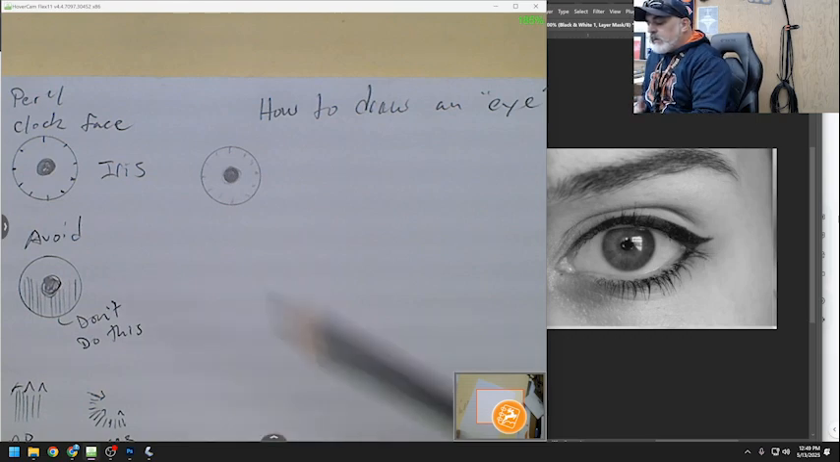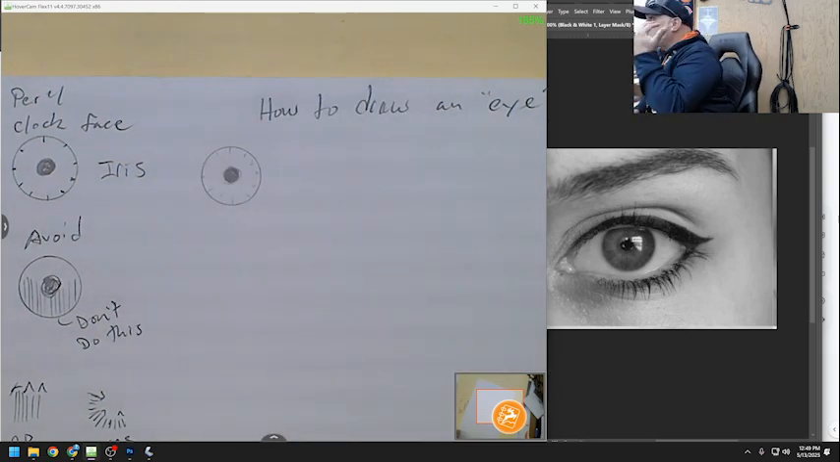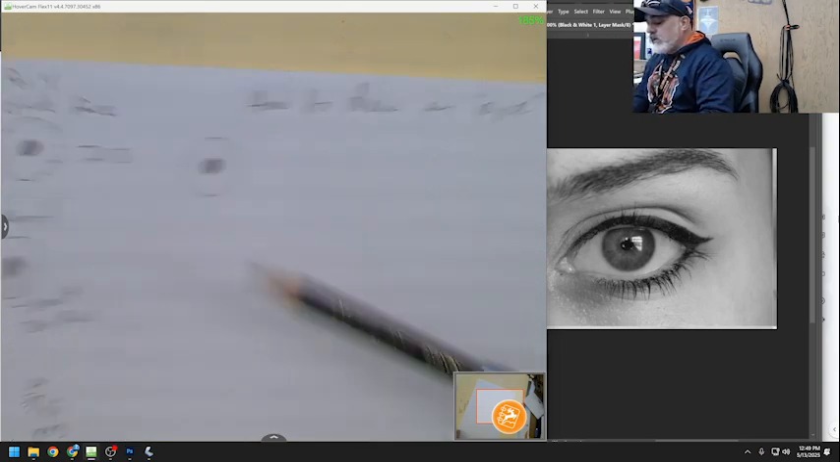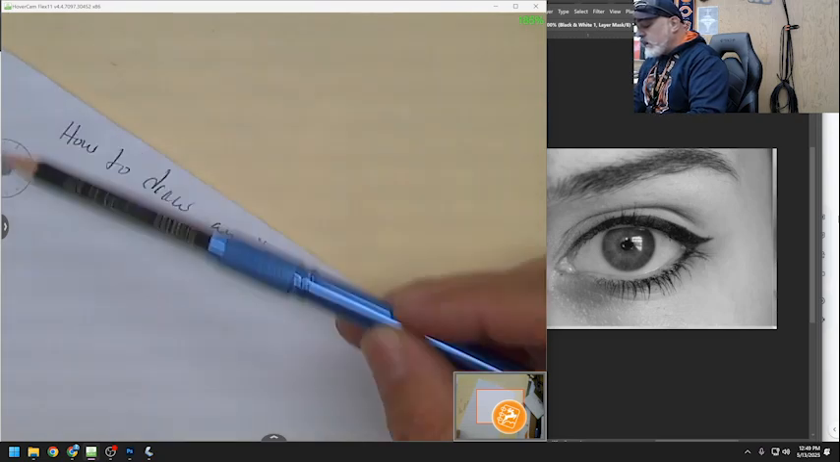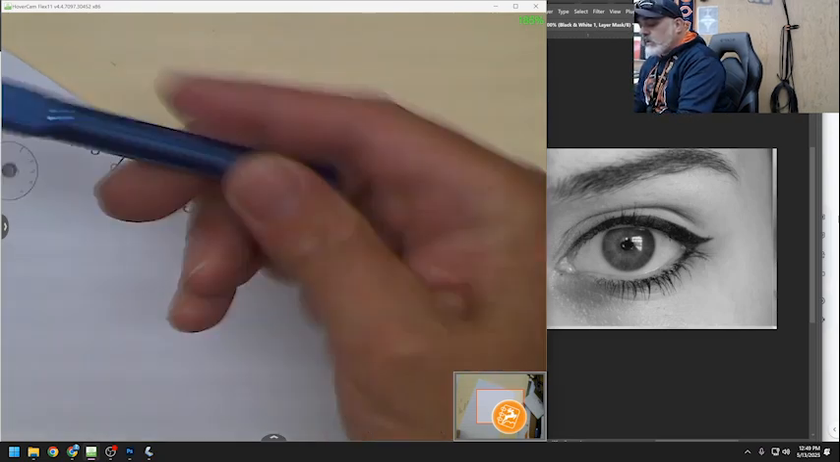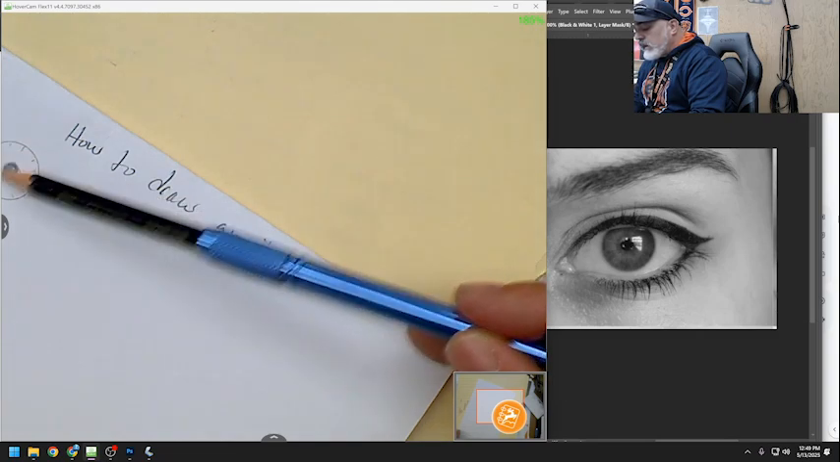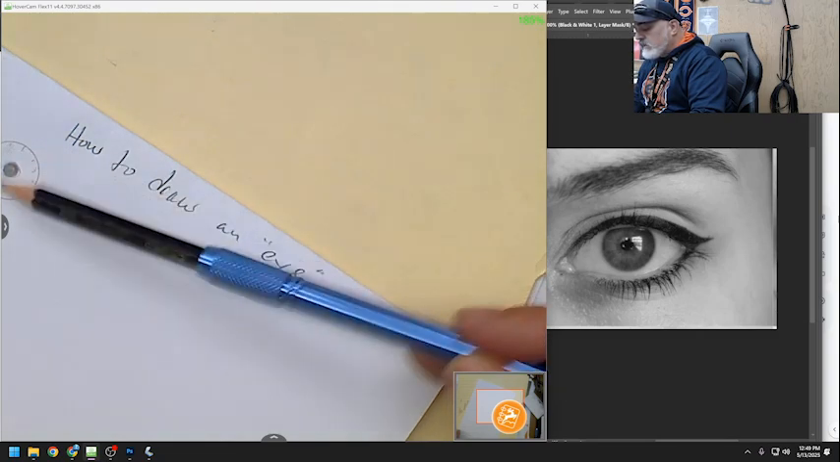Now, before we start, our irises all have a color, whether it's a light brown, a dark brown, an amber, green, blue, we all have a value. So what we want to do is we want to get rid of the white paper. So I'm going to hold the pencil by the back, and I'm just going to put a light value to get rid of the white.